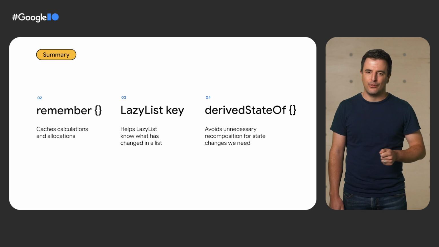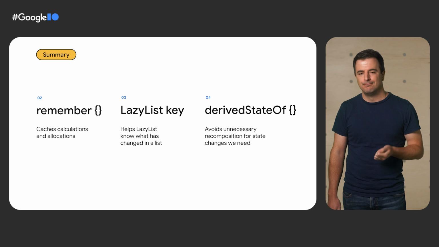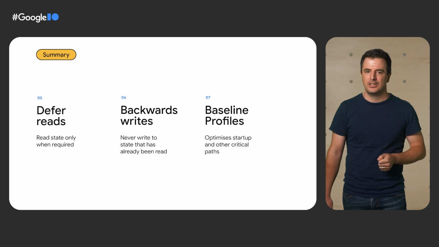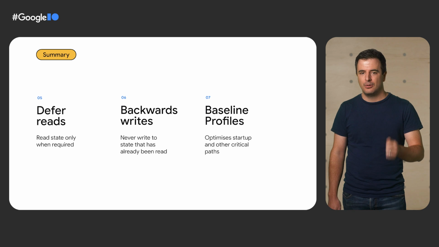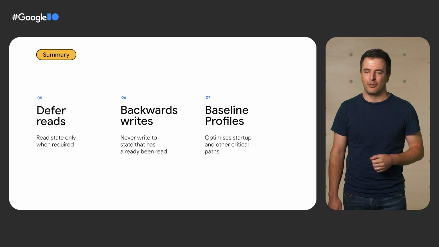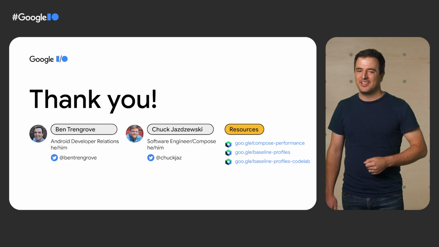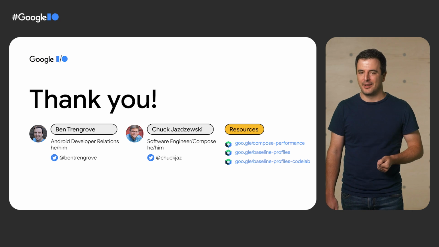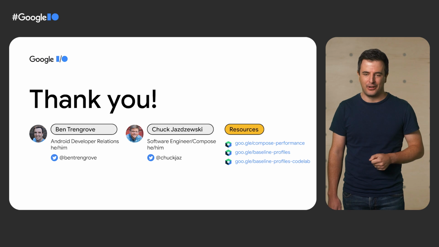Here are the key takeaways to remember. Remember: lazy list keys, derivedStateOf, defer reads, backwards writes, and baseline profiles. For more details on anything we talked about today, check out our new Compose Performance documentation, as well as the baseline profiles documentation and code lab.